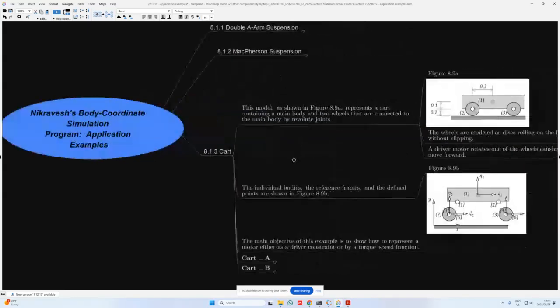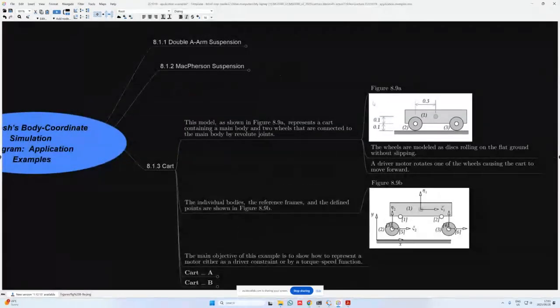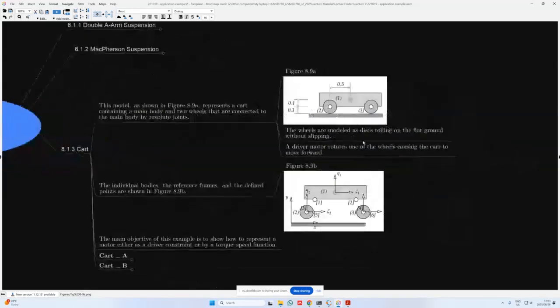Now to better illustrate this, we can refer to figure 8.9a, which represents the cart containing a main body, which is body 1, and then we have two wheels. We'll refer to wheel 2 as the rear wheel and wheel 3 as the front wheel. The wheels are modeled as discs rolling on the flat ground without slipping. A driver motor also rotates one of the wheels, causing the car to move forward.